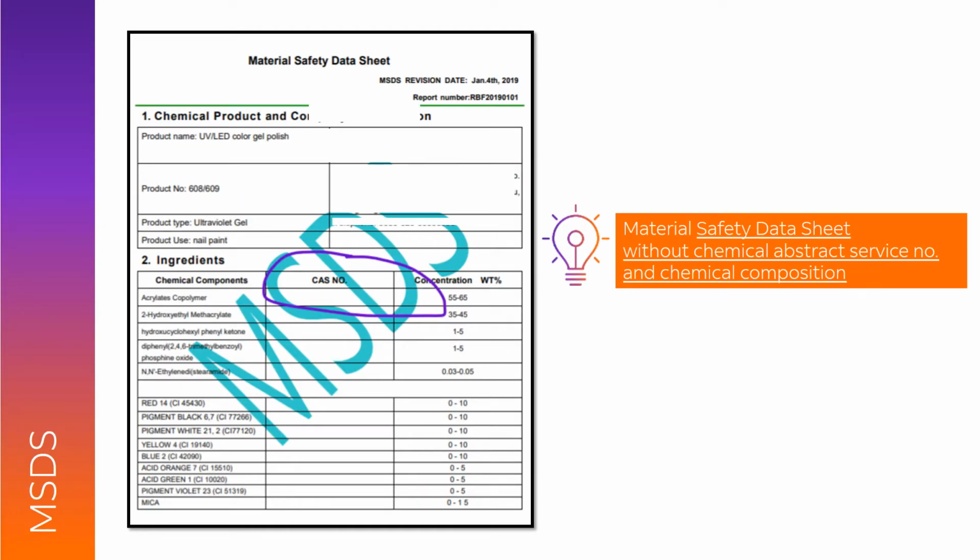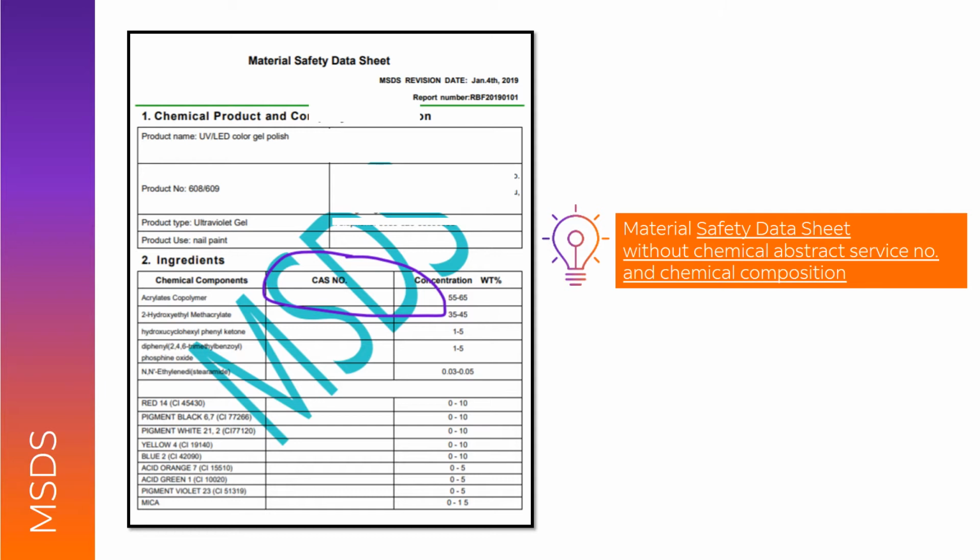Material Safety Data Sheet or MSDS are required for importation of chemicals. It includes information such as the properties of each chemical, the physical, health, and environmental health hazards, protective measures, and safety precautions for handling, storing, and transporting the chemical.